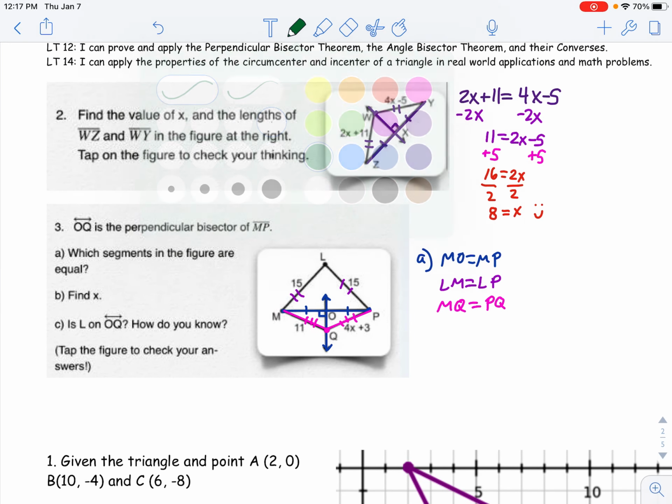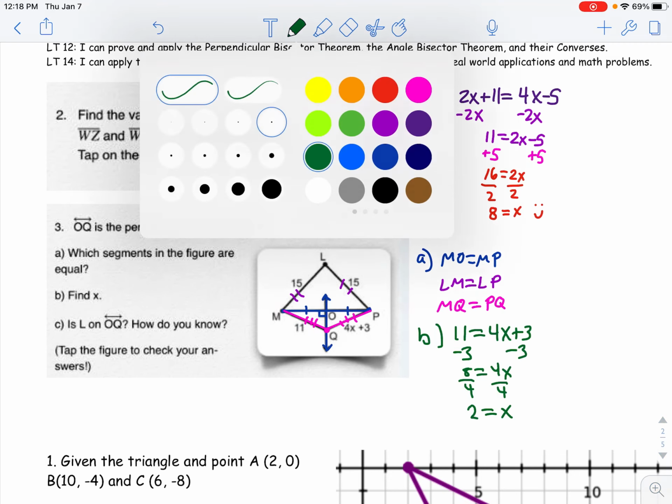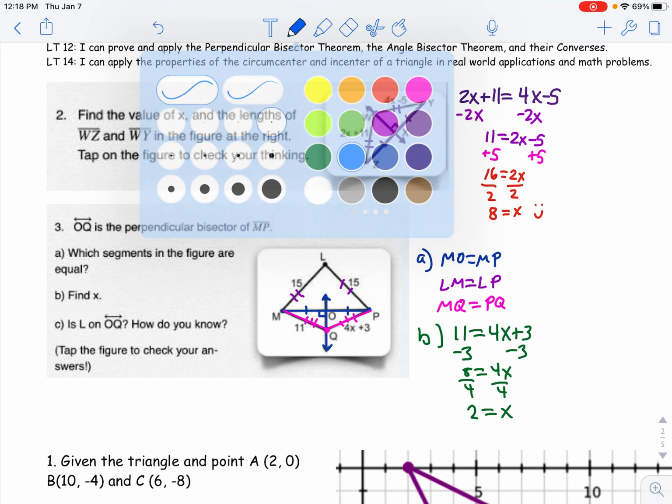All right, so that's the answer to A. And that's kind of nice because that brings us to B. It says find the value of x. Well, it's just going to be 11 equals 4x plus 3. Subtract 3 from both sides. 8 equals 4x. Divided by 4, 2 equals x.